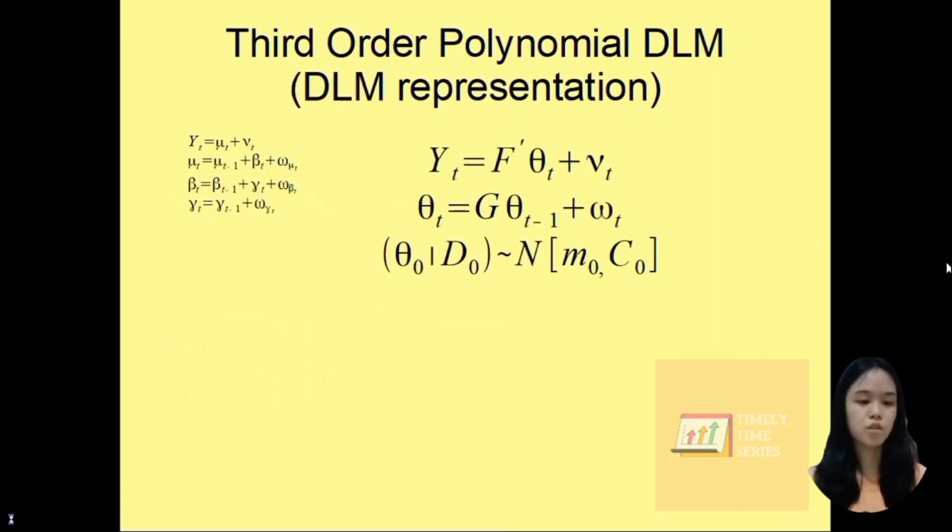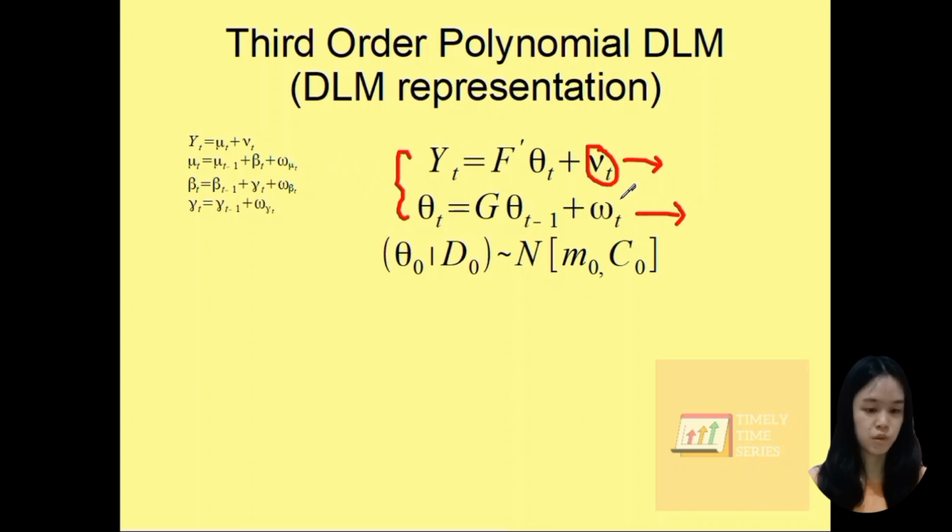The DLM representation is more concise because we actually have only two equations. The first one is the observational equation, and the second one is the system equation, or sometimes we call it the evolution equation. Notice that the error for the observational equation is still the same, which is the nu t. And so is the system error. It's still omega, even though we only have one omega now instead of three, like in the mathematical representation.